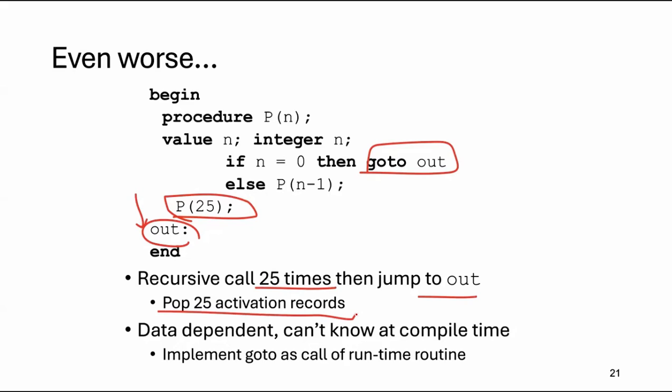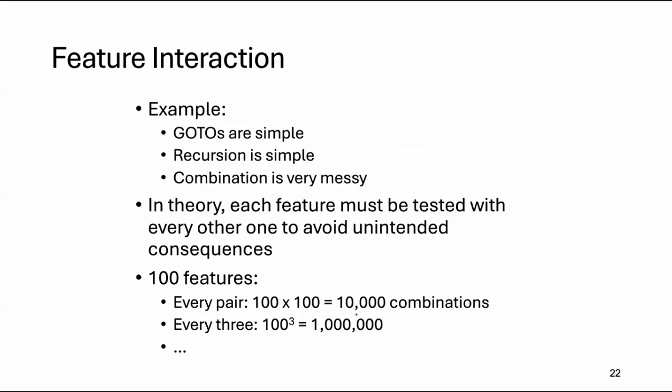So basically the go-to has to be implemented as a call of a runtime routine. But you can see how go-to complicates things when other features are added to the language. Having a go-to inside a recursive call complicates the compiler's understanding of the activation records. And that showed us something called feature interactions. What we mean by that is you have go-tos, which are very simple, and recursion, which is very simple as well. However, when we combine both and allow go-tos with recursive calls, things become very messy.